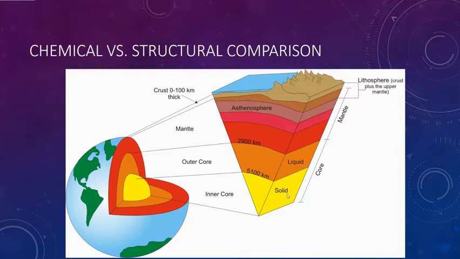And then as you go further down, the outer core is liquid, even though it's similar in composition to the inner core. The inner core is solid because even though it's super hot, it's under intense pressure, and that keeps the materials in the inner core in a solid state.